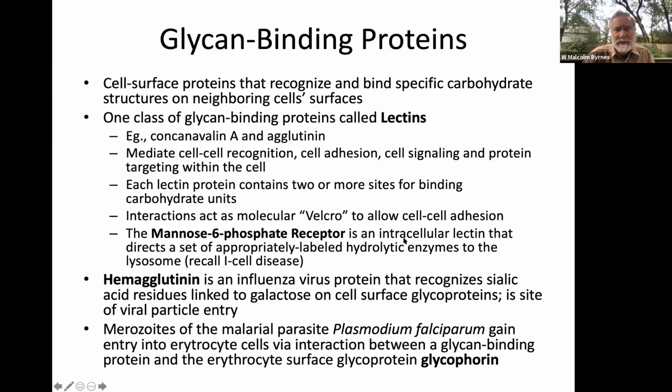Now, I mentioned this mannose-6-phosphate just now. Hemagglutinin is an influenza virus protein that recognizes sialic acid residues that are linked to galactose on cell surface glycoproteins. And it's the site of viral particle entry.